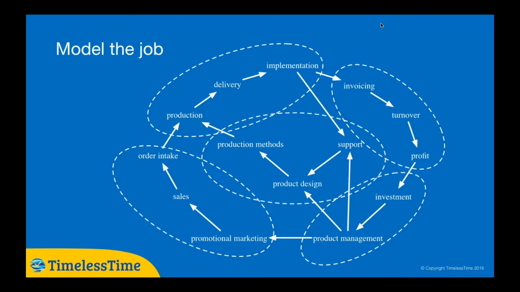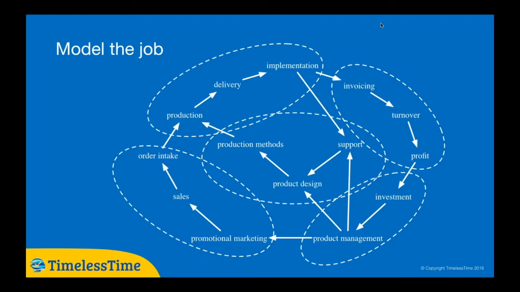They'll do their own promotional marketing. They'll do sales. They'll take an order. They'll produce something that they then can produce. They'll deliver it. They'll implement it. They'll invoice, and they'll create turnover, profit, and so on. So the sole trader does it all. All we're doing here is to actually look at each of those.